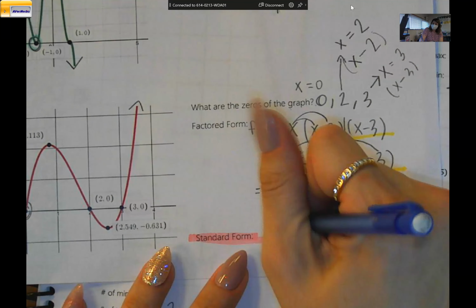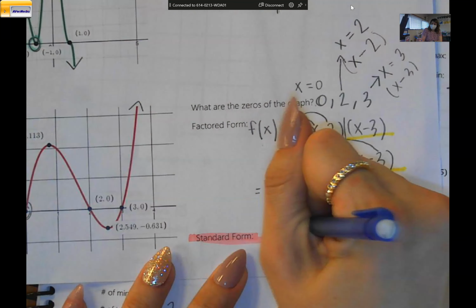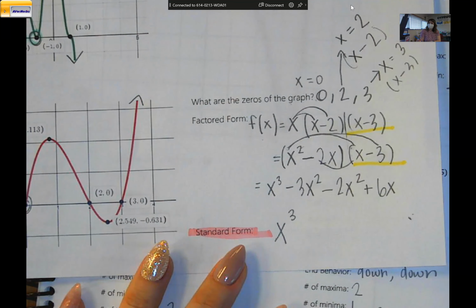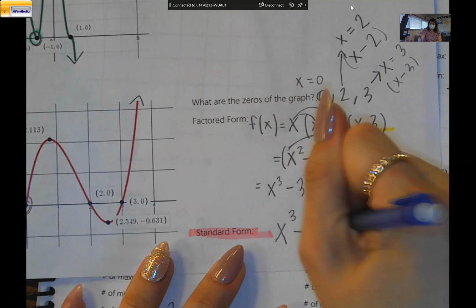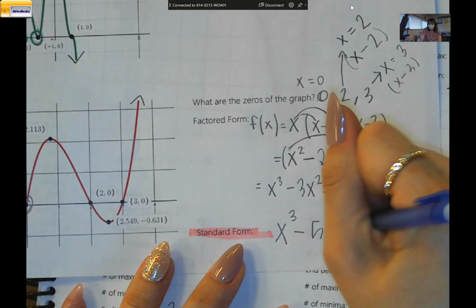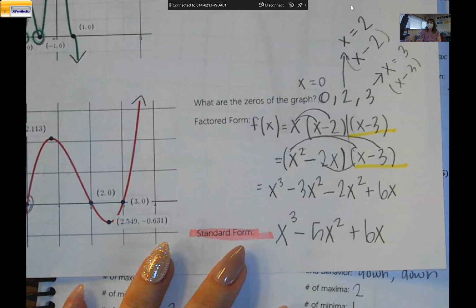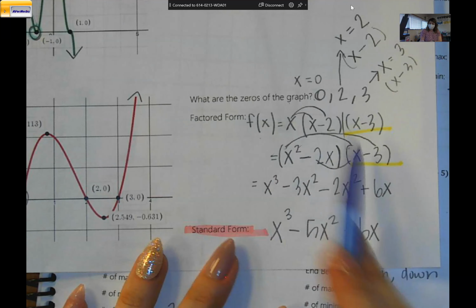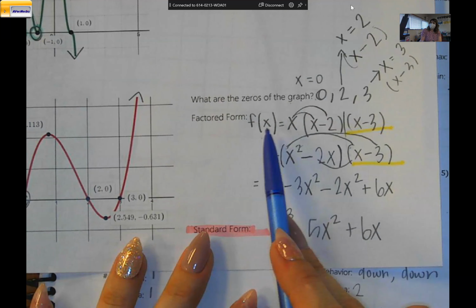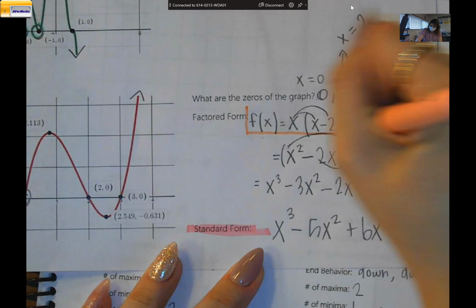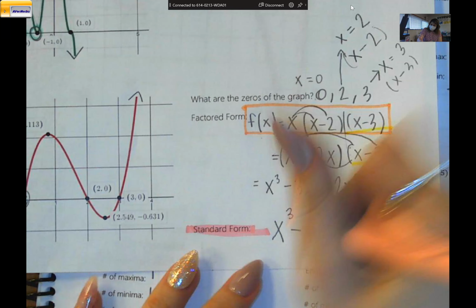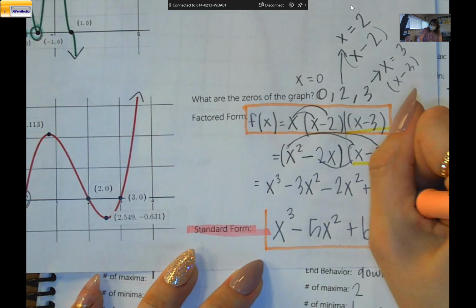Last step is you got to combine the two middle terms. So x cubed, what's a negative 3 plus a negative 2? Negative 5x squared plus 6x. So this guy is factored form. He's kind of hard to see because I wrote all this stuff around him. The very bottom one is standard form.